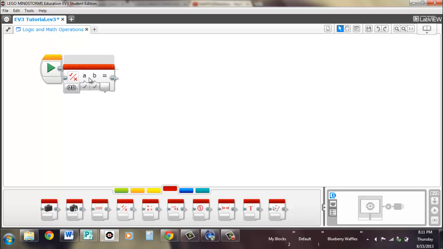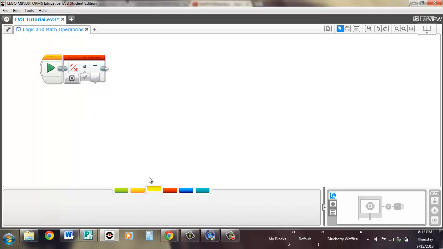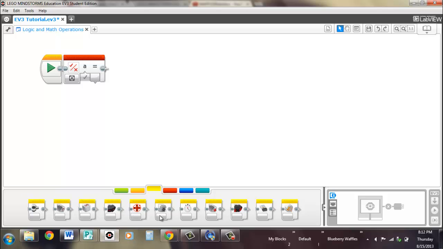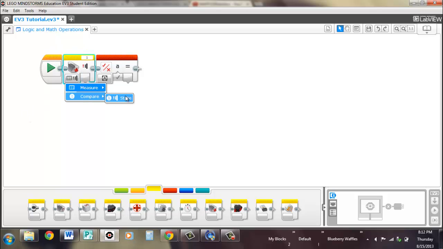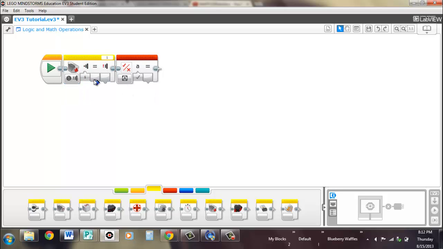So if we pull out the logic block first, and we'll go into the simplest mode, not. By the way, each of these are Venn diagrams, so that'll help you remind yourself of what each of them does when you learn what they do. And to illustrate how this works, we'll get a touch sensor and put it in compare mode. So right here is your inputs for your true or false statement. It can be any true or false statement.